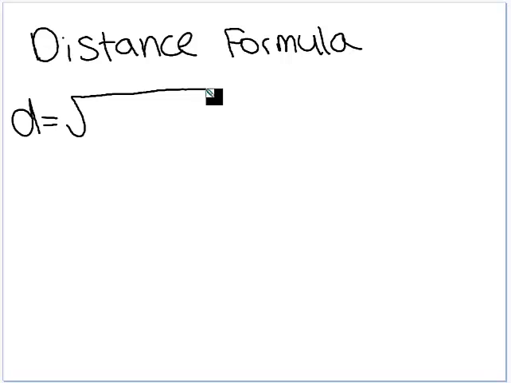The distance formula is the square root of the change of x squared plus the change of y squared. What is that? The distance formula. No, but what is that? All right, well, we're going to talk about it. So the distance formula is the square root of the change of x's squared plus the change of y squared. Let's first talk about what our x and y's are.